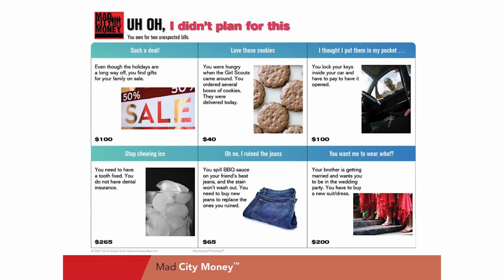Uh-oh, I didn't plan for this. You owe 2 unexpected bills. You can make a selection between such a deal. Even though the holidays are a long way off, you find gifts for family and you go ahead and buy those on sale. You love cookies. Girl Scout cookies come around once a year. You purchase those cookies.